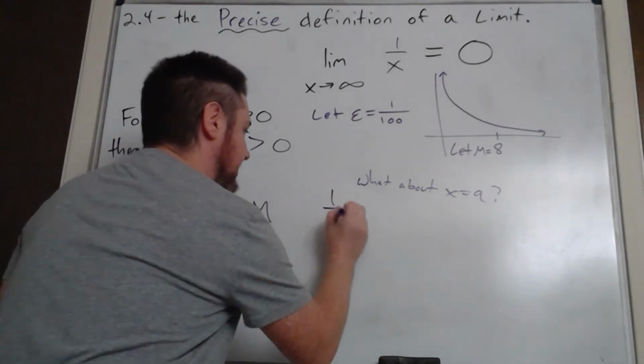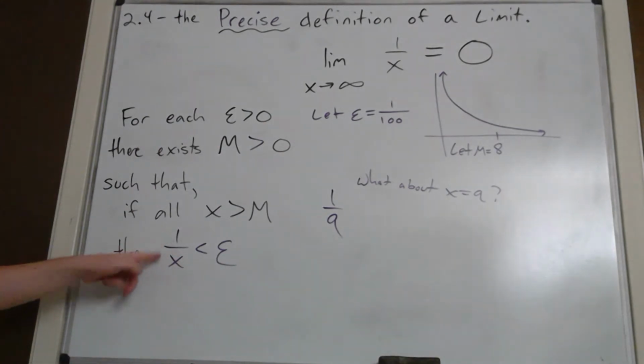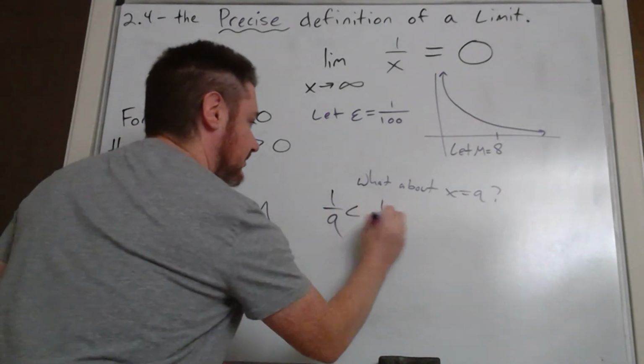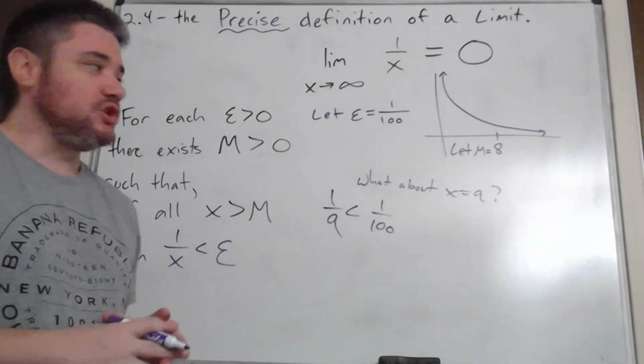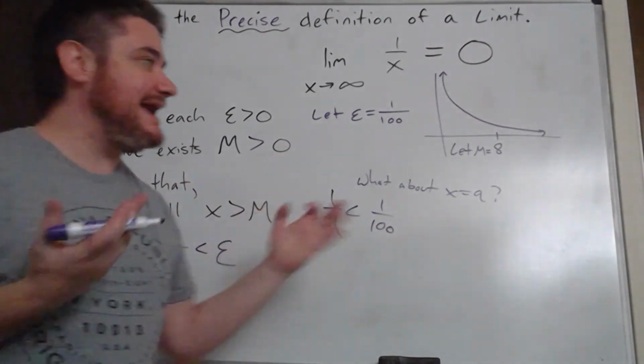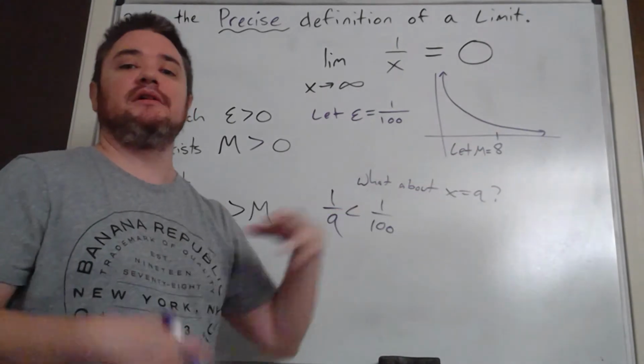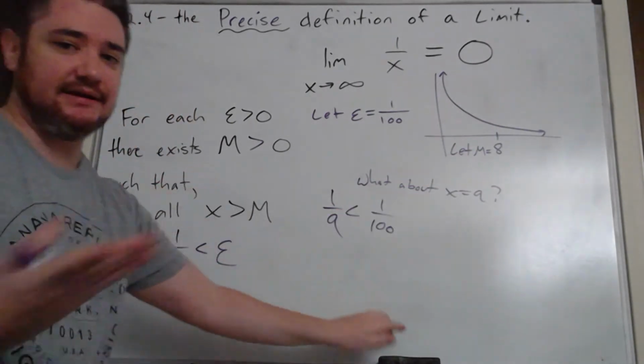But if I write this, it's 1/9. Is 1 over 9 less than 100th? No, that's not true, right? 100th is smaller. So you can pick whatever epsilon you want, but I have to figure out an m that's suitable to choose. I can't just pick any number I want.